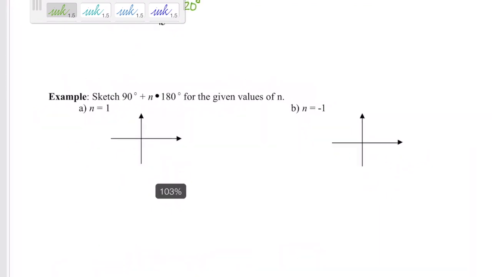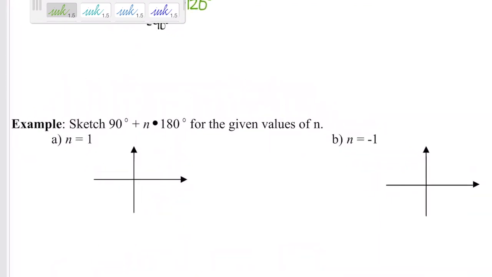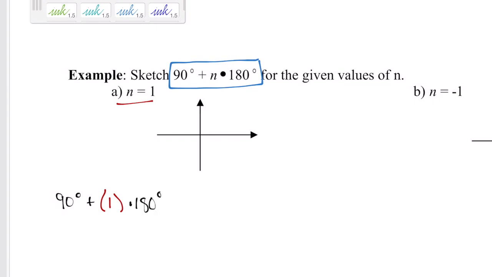All right, and these, I believe, are our last two. They've given us an equation on how to find these different angles, and then they've given us different values of n to plug in to figure out what those angles are. So this could be different every time. This is just the equation that they gave us. It's not necessarily an equation that's going to be the same every single time. So if I'm plugging in 1, that means I'm doing 90 plus 180, which will give me 270 degrees.